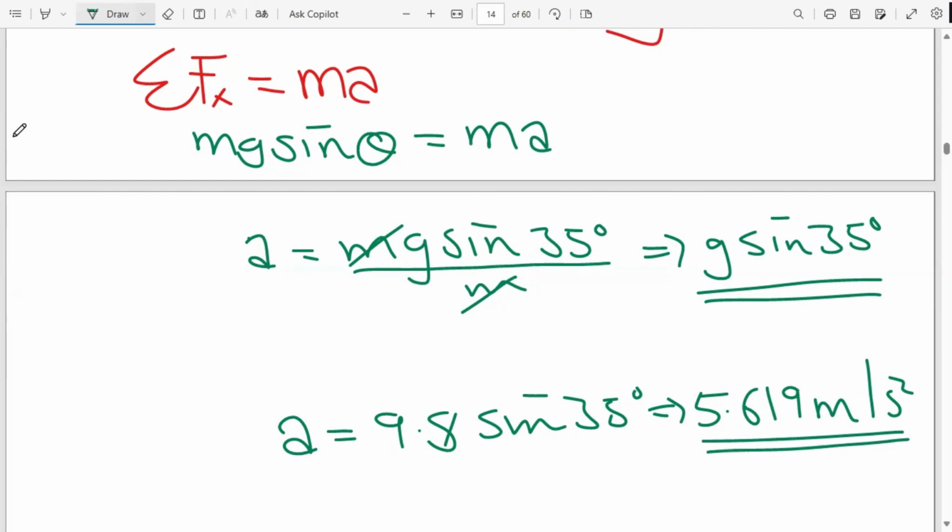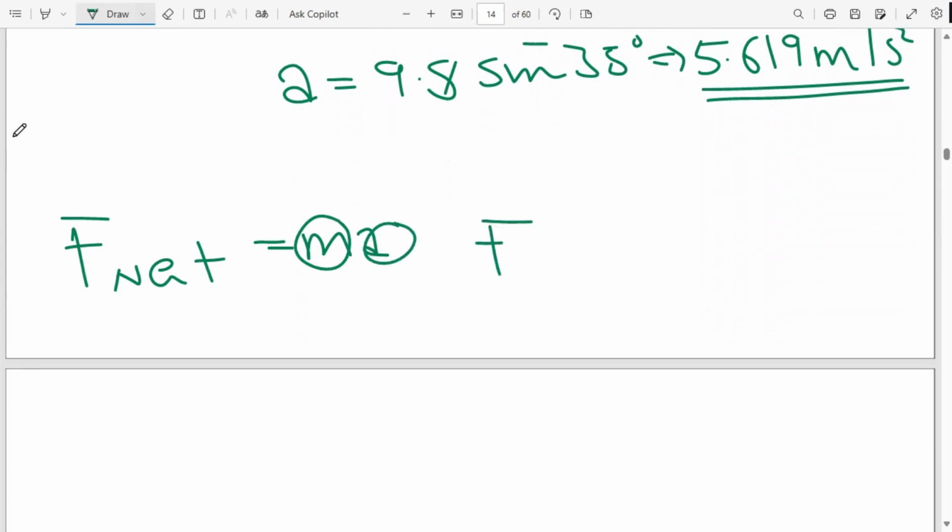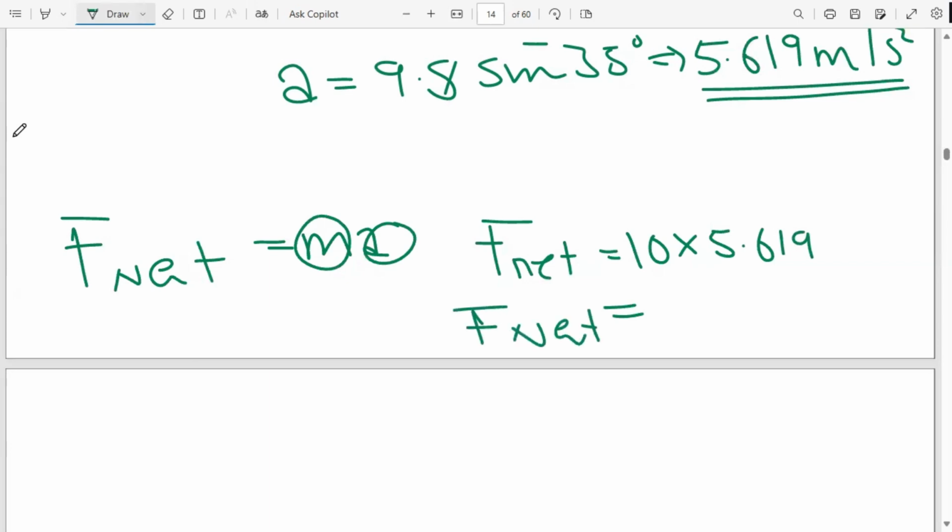We can move on to the next question, which is question B. Question B is saying we should calculate the net force on the crate. So, as usual, F net, which is the summation of forces, should be equal to mass multiplied by acceleration. We know the mass of the crate and we know the acceleration of the crate. So our F net will be equal to a mass of 10 kilograms multiplied by an acceleration of 5.619, and this is going to give us a net force on the crate of 56.19 newtons.